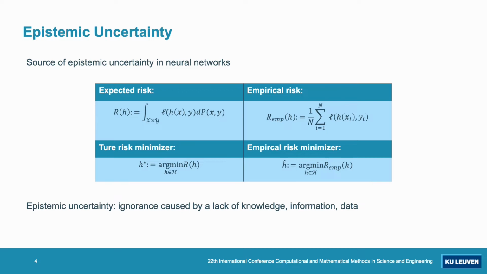But we can imagine that if n goes to infinity, we can definitely state that the estimated model is equal to the expected model. In such cases, epistemic uncertainty is used to express the ignorance caused by a lack of knowledge, information, and data, and to express the uncertainty between the estimated model and the expected model.